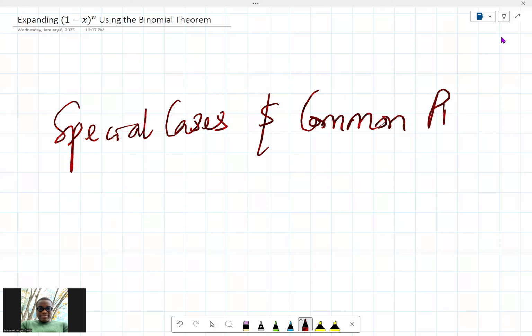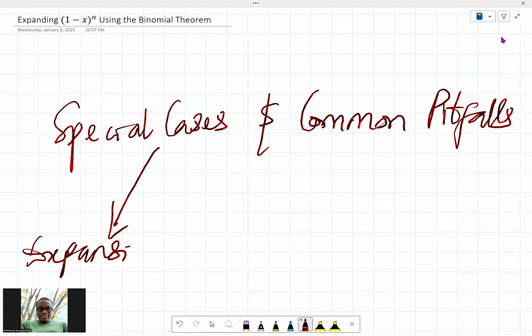Common pitfalls. So the first situation is where I'll be talking about the expansion of 1 minus x raised to power n. That's one special situation we need to pay attention to.